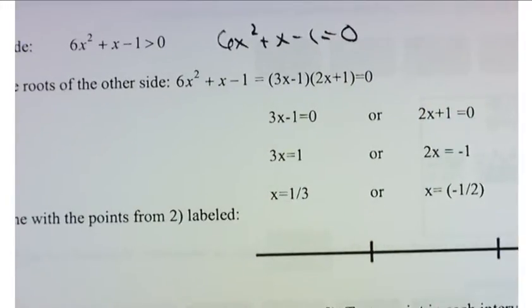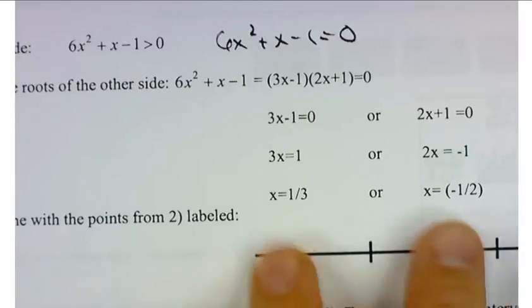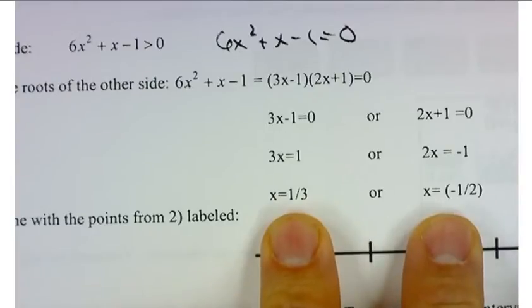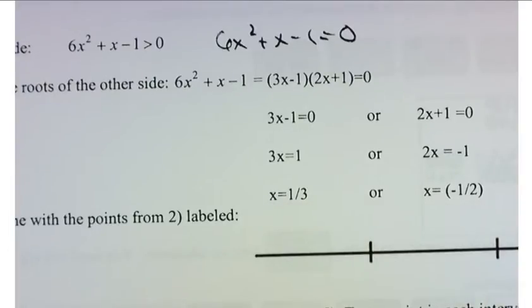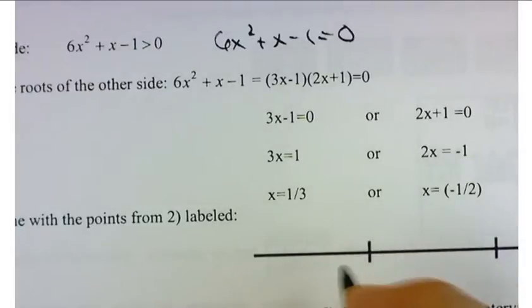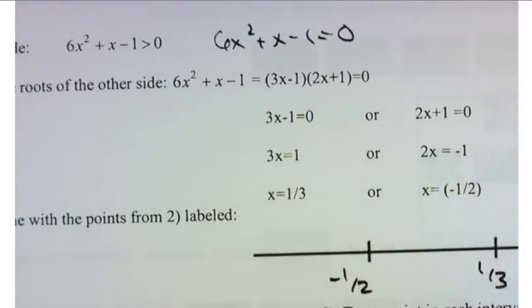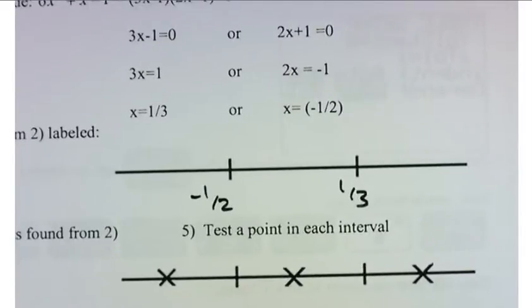Now if you stop here, then you're confusing this problem with a polynomial equation, where all you have to do is find out where it equals 0. We want to find out where this polynomial is greater than 0. So what I suggest is this. We're going to put these two numbers on the number line, negative 1/2 and 1/3. And that divides up our number line into intervals.